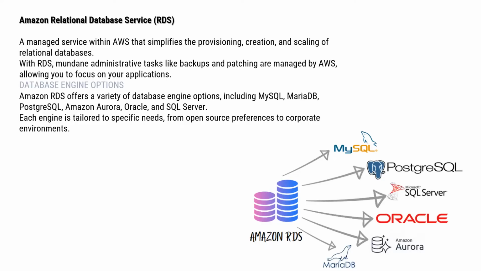So welcome to this overview of Amazon Relational Database Service, RDS, a managed service within AWS that simplifies the provisioning, creation and scaling of relational databases. With RDS, mundane administrative tasks like backups and patching are managed by AWS, allowing you to focus on your applications. Amazon RDS offers a variety of database engine options including MySQL, MariaDB, PostgreSQL, Amazon Aurora, Oracle, and SQL Server. Each engine is tailored to specific needs, from open source preferences to corporate environments.